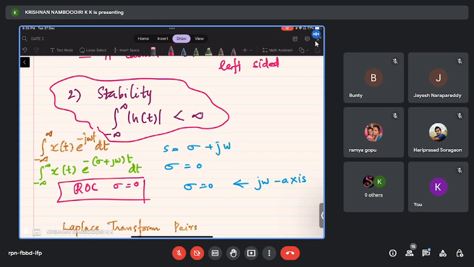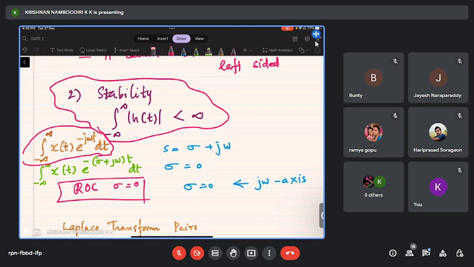Is it clear to everyone? So ROC contains sigma equal to 0 means this integral will be valid. That means if I substitute sigma equal to 0 in the integral, that integral will be computable. What we get is the Fourier transform expression. That means the Fourier transform converges, or in other words, the system is stable.